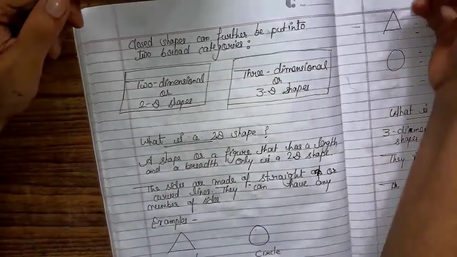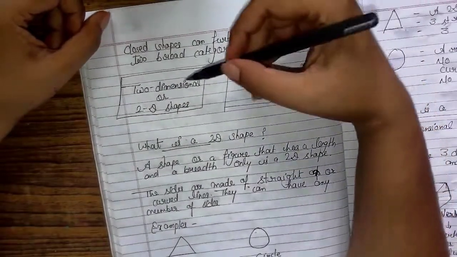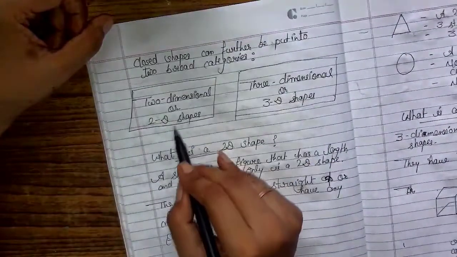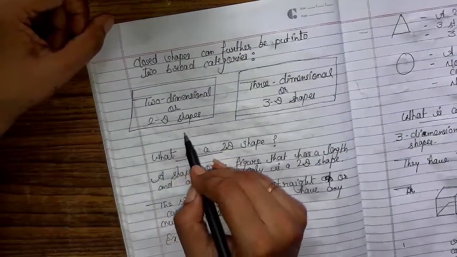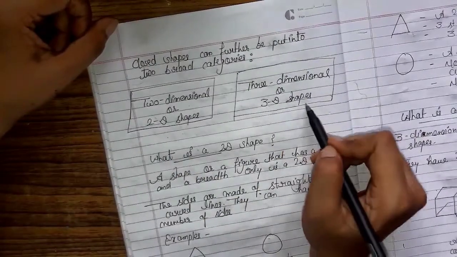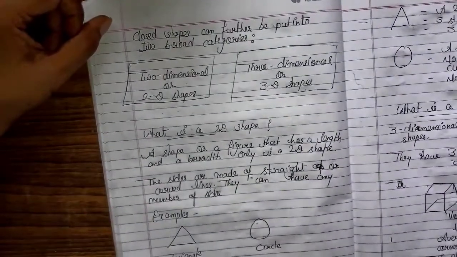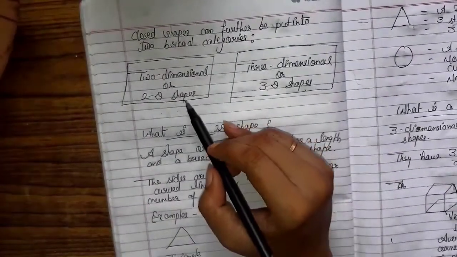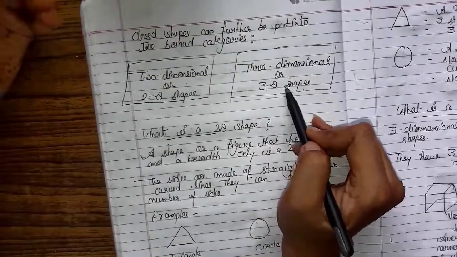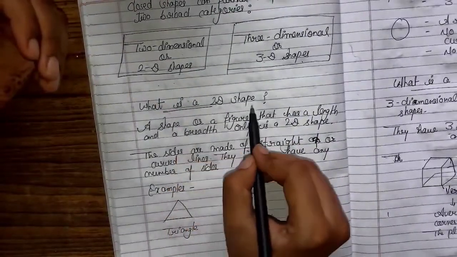A closed shape can further be put into two broad categories. One is two-dimensional, or 2D shape. Next is three-dimensional, or 3D shape. I am sure all students have already heard about these terms 2D and 3D. So now we will understand what a 2D shape is.